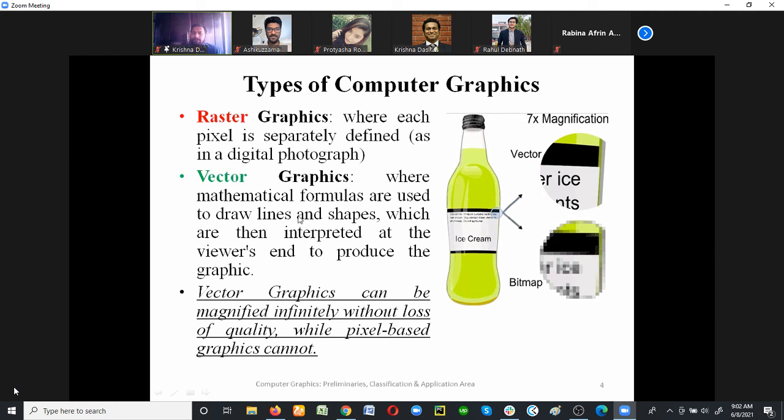As you know, those lines and shapes can also create an image. Now, these vector graphics can be magnified infinitely without loss of quality, as they are not pixel based, as you can see.